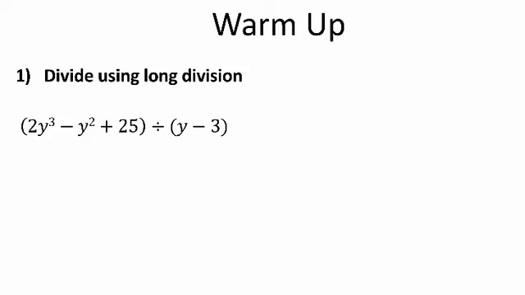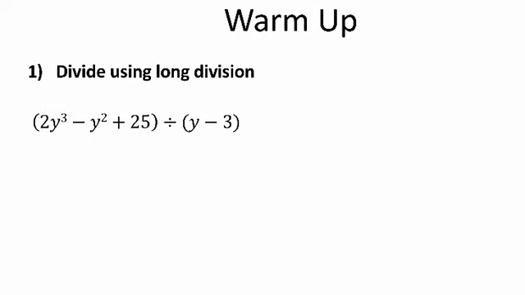All right, for our warm-up, it says divide using long division. So we have 2y to the third minus y squared plus 25 being divided by y minus 3. One thing we got to make sure, just like we were doing yesterday, is that we don't have any missing terms. So going from standard form, from the highest exponent to the lowest, we got 2y cubed minus y squared. And we don't have any y to the first term, so we're going to say plus 0y and then plus 25.